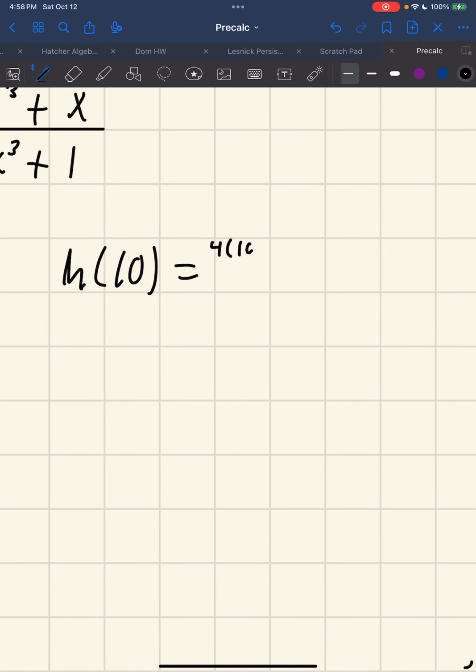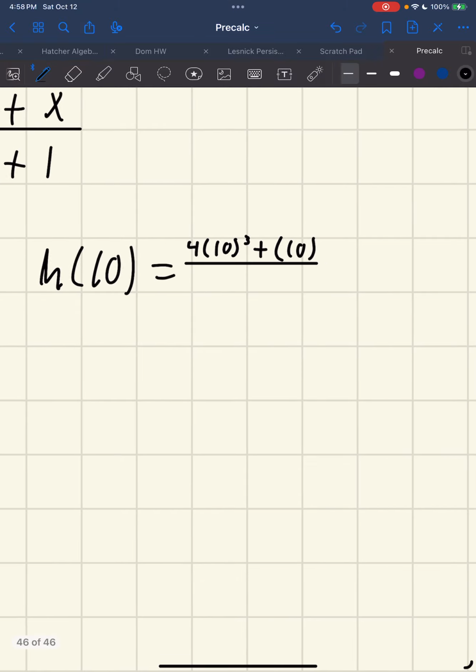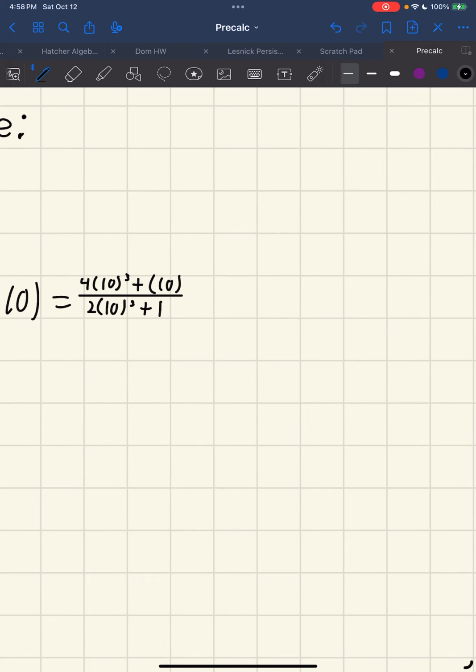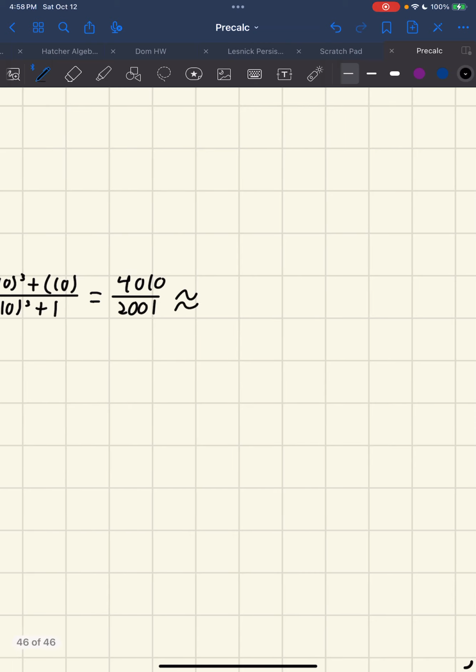4 times 10 cubed plus 10 all over 2 times 10 cubed plus 1. Hopefully that's, I don't think that's too bad. Which is equal to 4010 over 2001. And this will be roughly equal to, let's just approximate it, 2.003998.